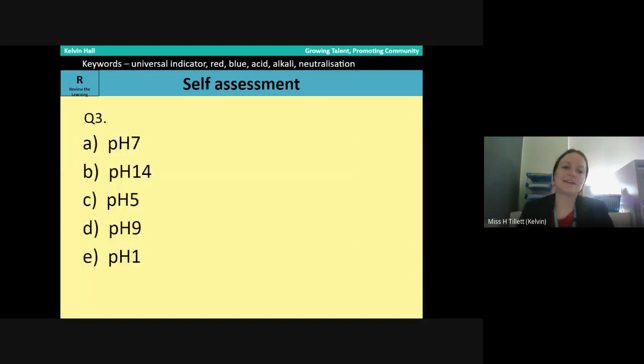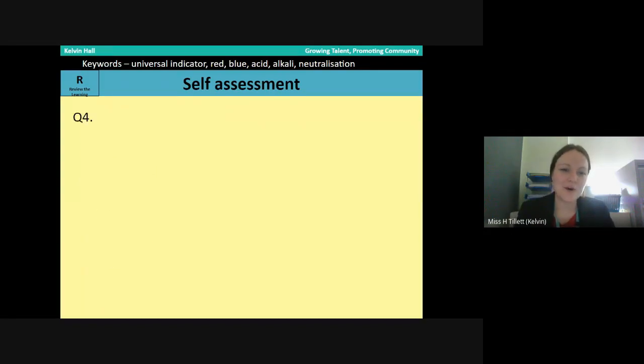Question number 3. Our answers are pH 7, pH 14, pH 5, pH 9, and pH 1. Okay, so this was asking you to apply your knowledge of what you know about the scale and how strong or weak an acid or an alkali are to the pH numbers. Okay, so give yourself a tick for each of those and or correct if you need to add in any answers.